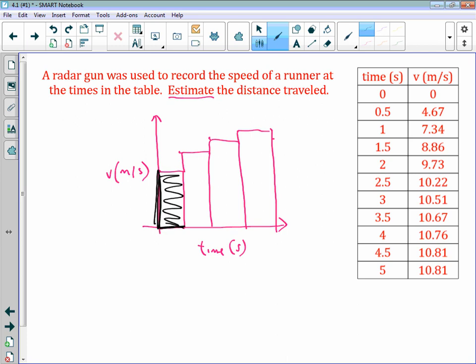And our base is in seconds, and our height is in what? Meters per second. What happens when you take seconds times meters per second? You just get meters, right? So that's why it's estimating the distance. So when you're actually finding the area under a curve and you have labels like this, which is what it is most of the time, you end up with the distance traveled. So always check that those labels match up.